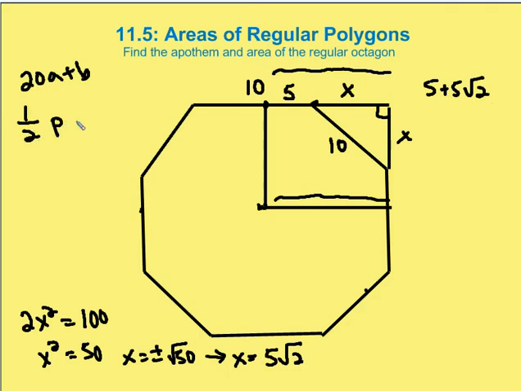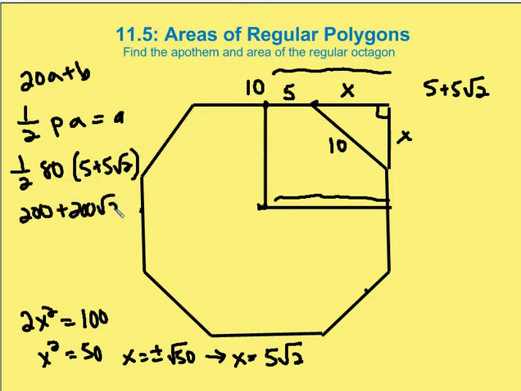Now we can figure out the area of this octagon, because we know that 1/2 of the perimeter times the apothem is going to be equal to our area. So we have 1/2 of the perimeter, which is a side length of 10 times 8, 1/2 of 80, times the apothem of 5 plus 5 root 2 is equal to our area. Or we have 40 times 5, which is 200, plus 200 root 2 is equal to our area. So we found our apothem at 5 plus 5 root 2. And then from the apothem we were able to find the perimeter.